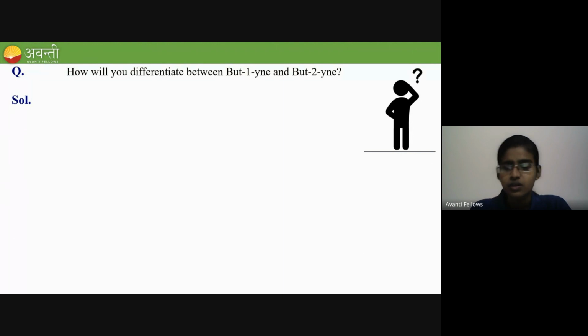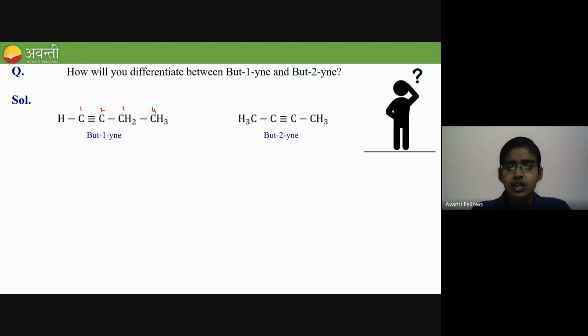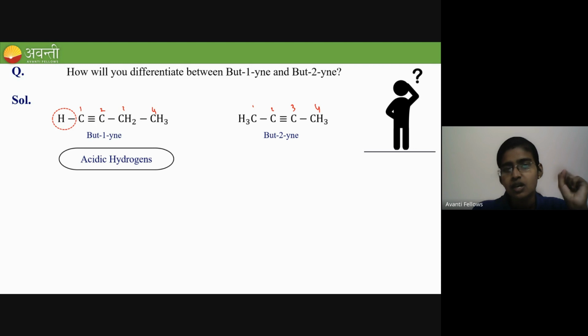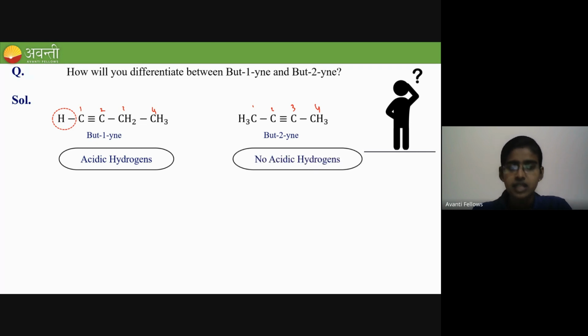Okay, let us discuss. Let me take the structure of butyne-1 first. This is butyne-1, with carbon numbers 1, 2, 3 and 4, and a triple bond between 1 and 2. Now here is butyne-2, carbons 1, 2, 3 and 4. In butyne-1, you can see this particular hydrogen is attached to the triple bonded carbon, so we have one acidic hydrogen in butyne-1. But in butyne-2, we don't have any hydrogens directly attached to the triple bonded carbon, so there are no acidic hydrogens in butyne-2.